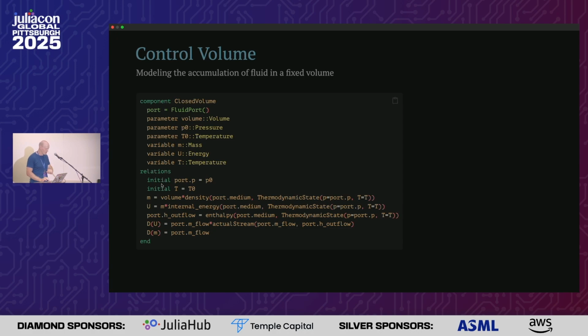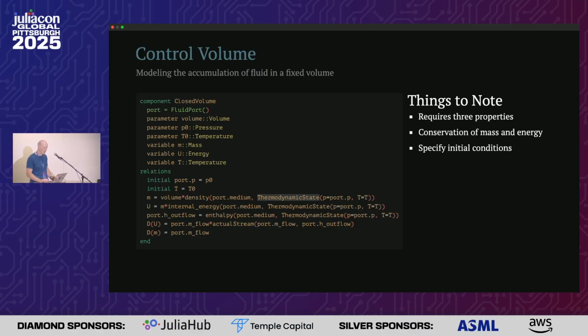We have some initial equations here. We have the calculation of the mass, the internal energy, and this enthalpy, all using different functions in Julia, right? So these are all based on the medium and the thermodynamic state. And I probably say some of this over here.